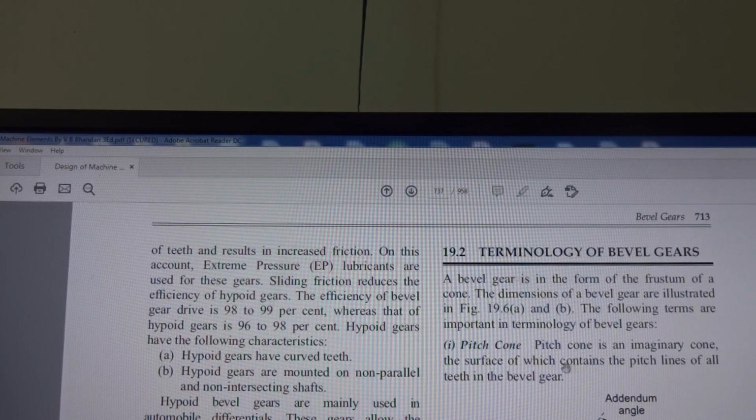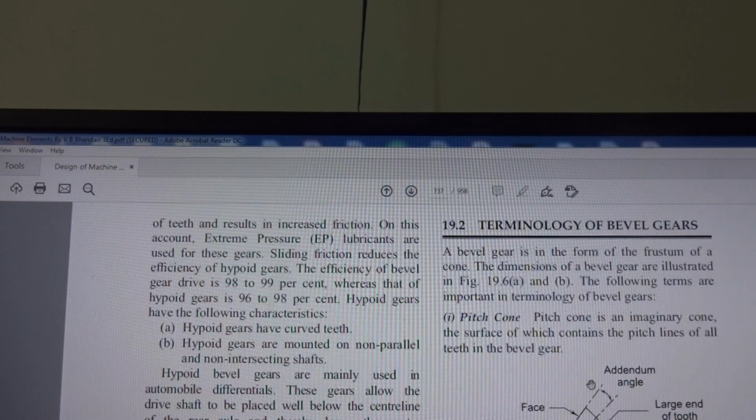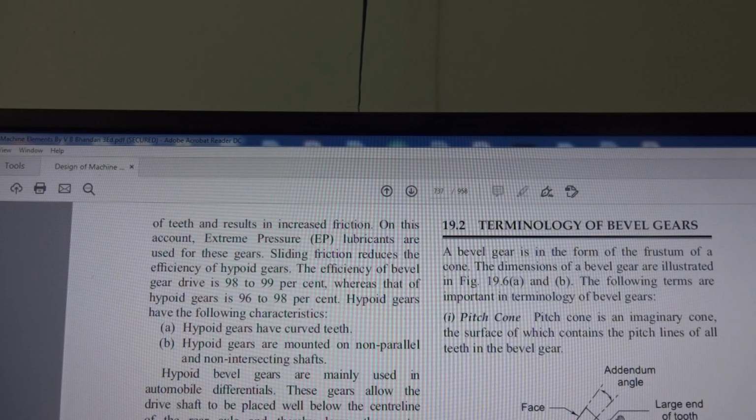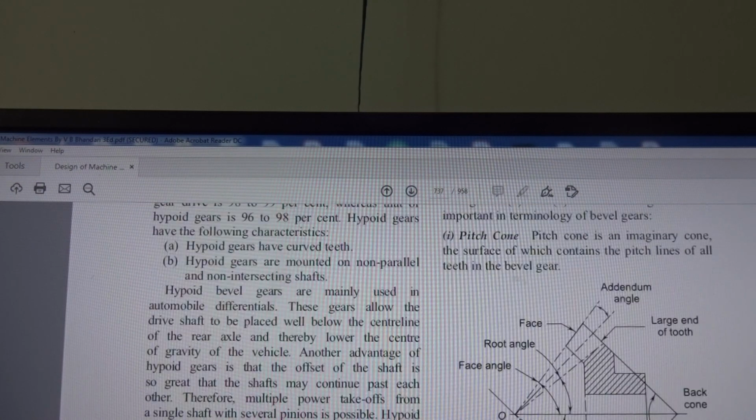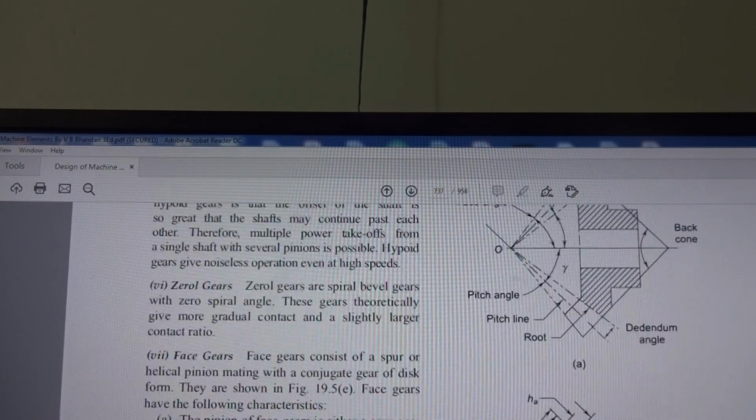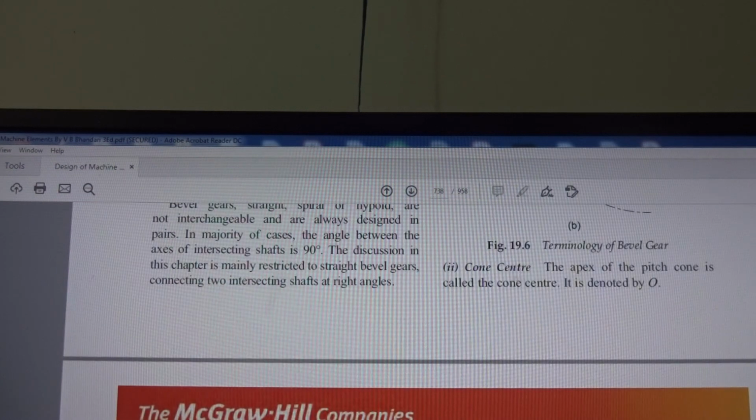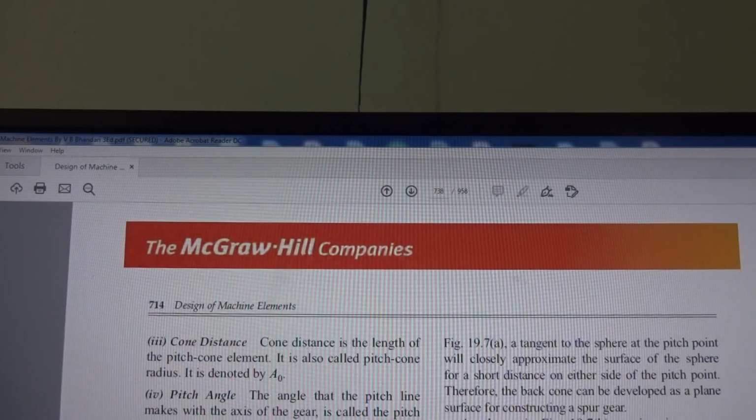So first one is the pitch cone. What is the pitch cone? The pitch cone is an imaginary cone, the surface of which contains the pitch line of the teeth in the bevel gear. So this is known as the pitch cone. Next one is the cone distance. Cone distance is denoted by A naught.